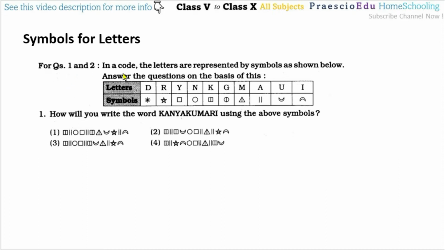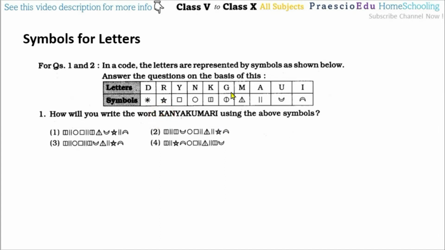Question number 1 and 2, common instructions: in a code, the letters are represented by the symbols as shown in the below table. As per this, we have to solve question number 1. Question number 1, the letters and the symbols. How will you write the word KANYAKUMARI using the above symbols?